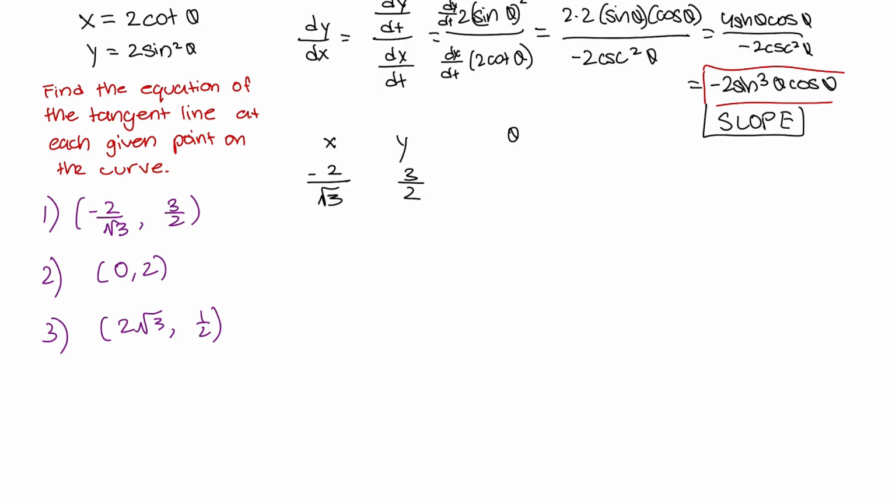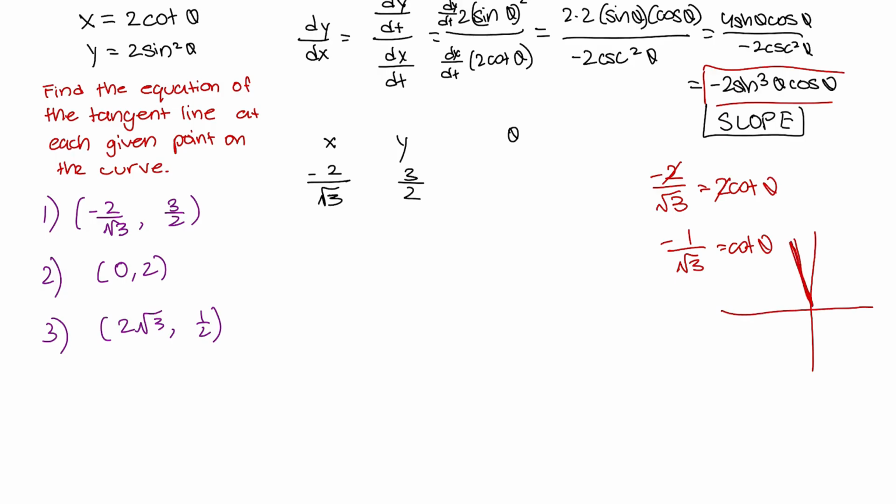So first, you have negative 2 over root 3 equals 2 cotangent theta. Let's divide both sides by 2. You have negative 1 over root 3 equals cotangent theta. If you think back to your unit circle, this value is going to be right there. That's your 2 pi over 3. So theta is 2 pi over 3.